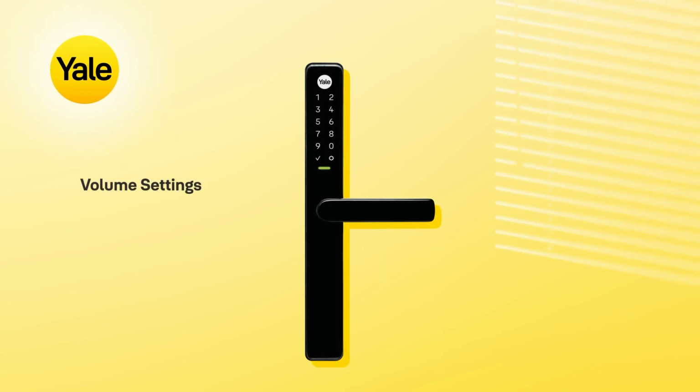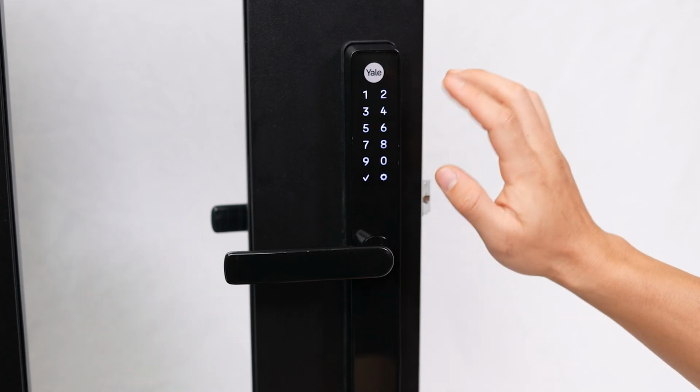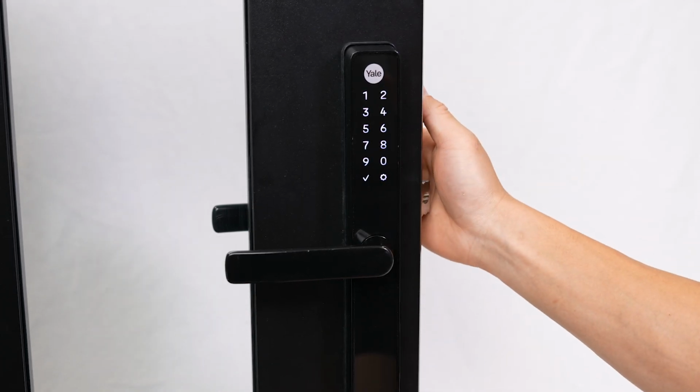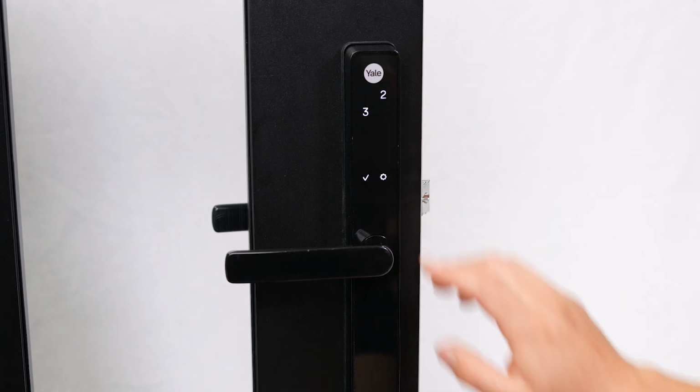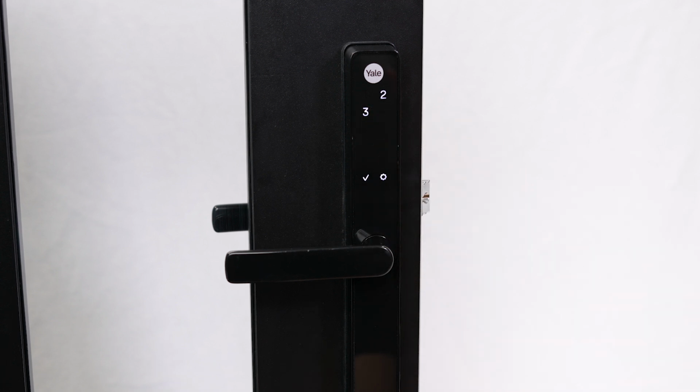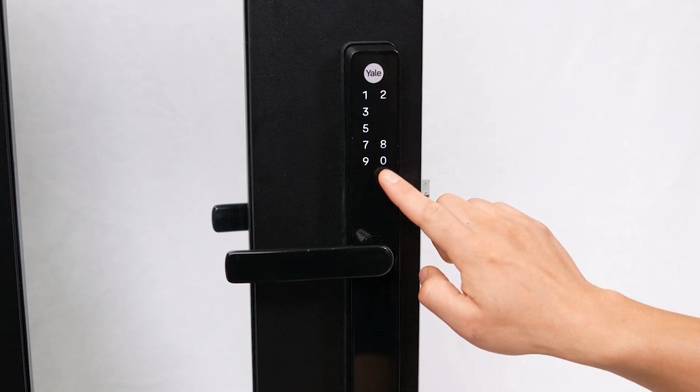The lock has 3 volume settings: high, low, and silent, with high volume as the default. To change the volume settings, navigate to the main menu and press 6. Then press the gear key. Press 3 to adjust volume settings, then the gear key. Press 1 to change to high volume. Press 2 to change to low volume, or press 3 for silent mode. Then press the gear key to complete.